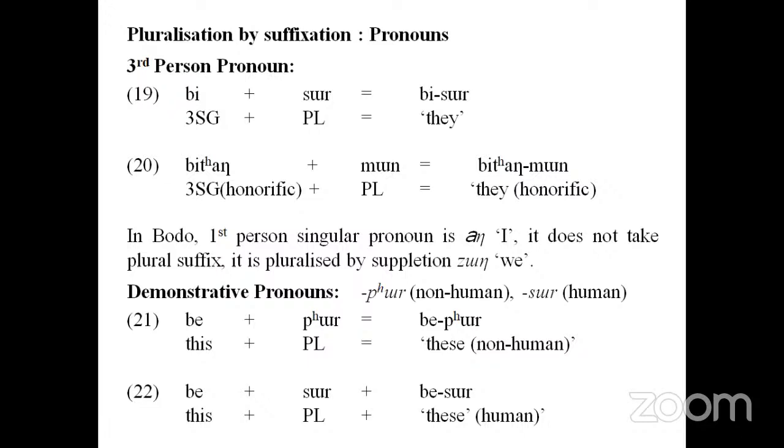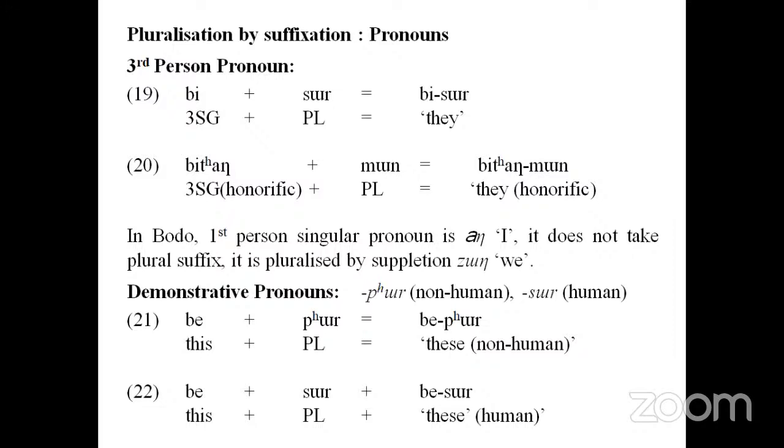In Bodo, the first person singular pronoun is ang, that means I. It does not take a plural suffix in Bodo. It is pluralized by suppletion, that means the root is different. It is zeng.